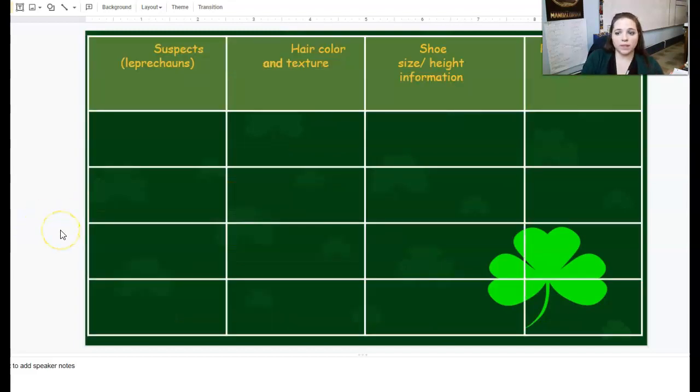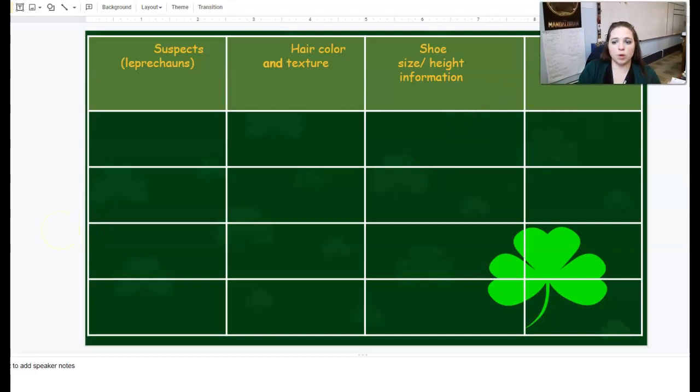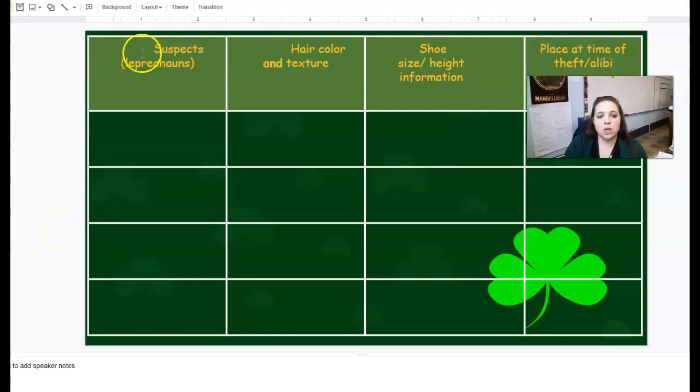All right, so now we have the table. It's a relatively smaller table compared to the other ones. So the suspects, you're going to give me Holly, Sam, Emily, and Allison. You're going to give me their hair color and texture if given. Give me the shoe size and height information. And then place at time of theft or their alibi. So you're going to fill this chart out, this table.